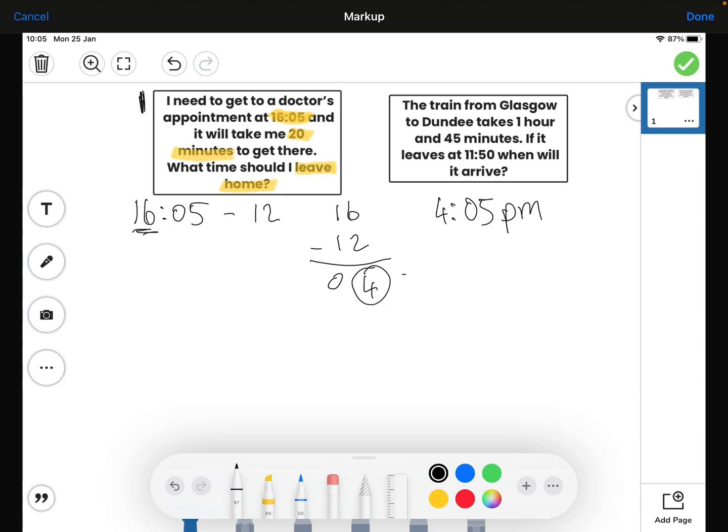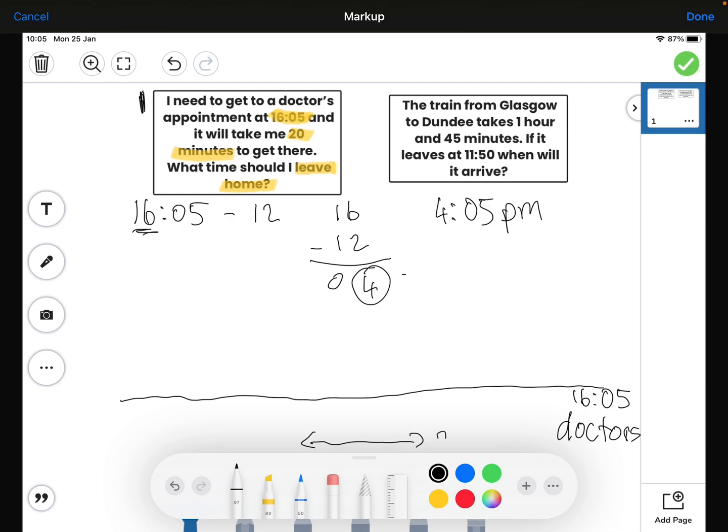Now, I am going to draw myself a number line, okay? I need to get to the doctor's. So the doctor would be my end destination. Yeah? And I'm just going to stick to 24-hour time because I enjoy using 24-hour time. But if you don't, by all means, boys and girls, use 12-hour time. So I need to be there at 16:05 at the doctor's. Okay? I don't want to miss this appointment. And my duration, the time it takes, is 20 minutes.